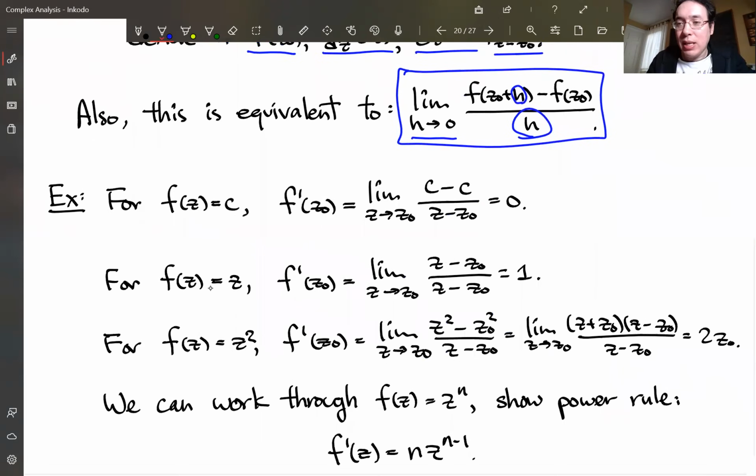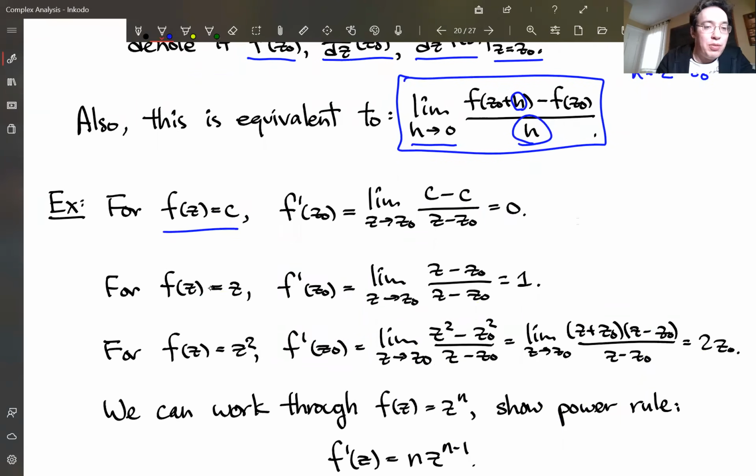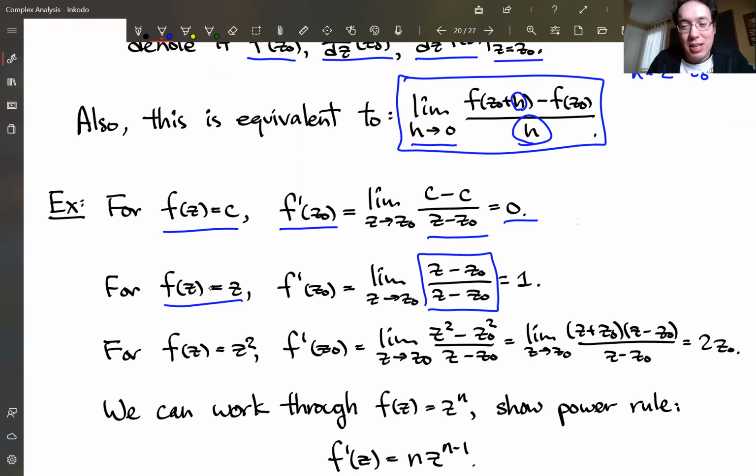Okay, so let's look at some simple functions. If we have a constant function f, then the derivative is going to be, well, it's constant minus constant in the numerator. So we're going to get 0 no matter what we divide by. If we have the function z, we're going to have z minus z naught divided by z minus z naught. That's going to be 1 any day. So the derivative of the function z is 1.